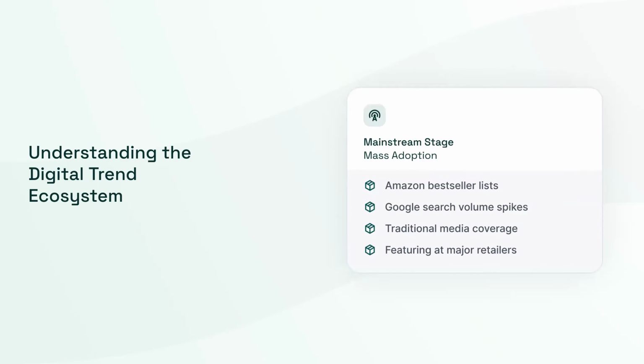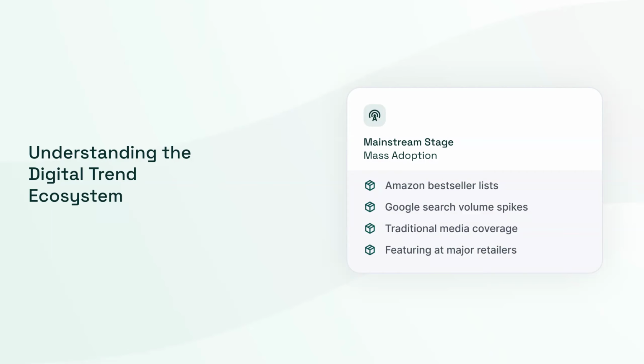And finally, the mainstream stage is where trends achieve massive adoption. Amazon bestseller lists are a clear indicator. When items climb these rankings, it's clear they've captured broad consumer interest and are reaching mainstream adoption. Google search volume, when it spikes, shows that general consumers are actively looking for this product. Also, traditional media coverage, or when major retailers start stocking products, those are the final signals that a trend has reached broad consumer adoption.